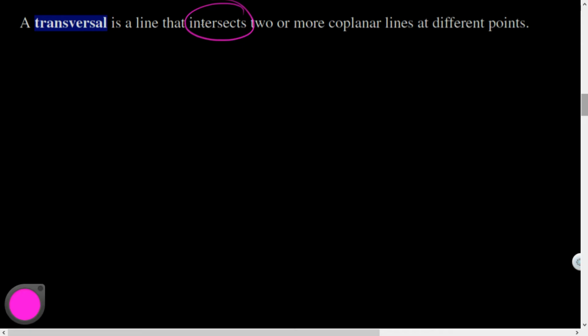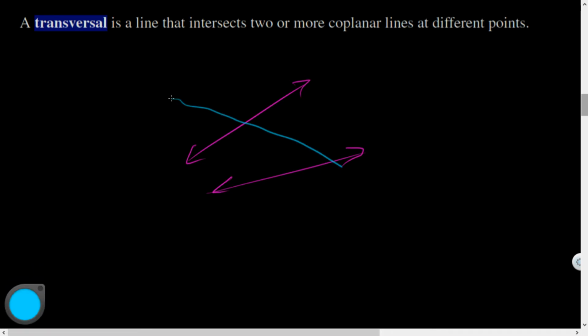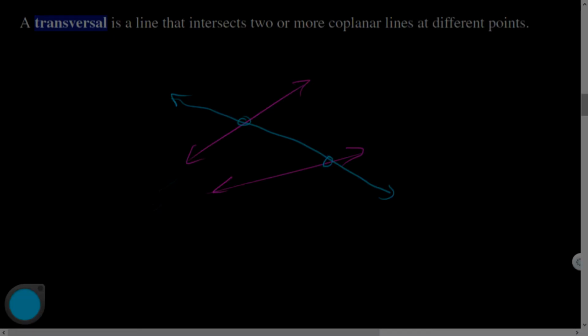This is not good. A transversal is a line that intersects two or more coplanar lines at different points. So if I have two random lines, a transversal will be a line that transverses both of them. It intersects with both of those lines. These lines could intersect or they could be parallel to each other. Doesn't matter.